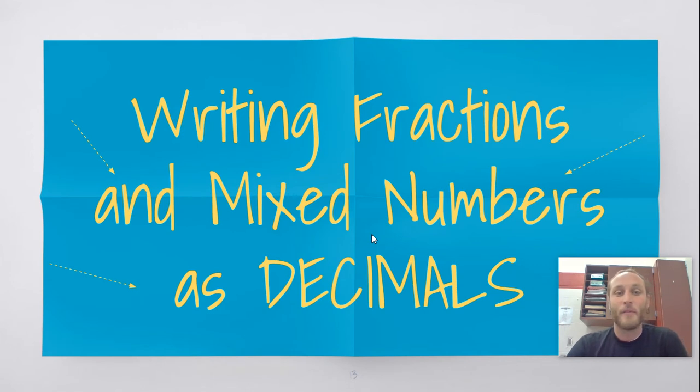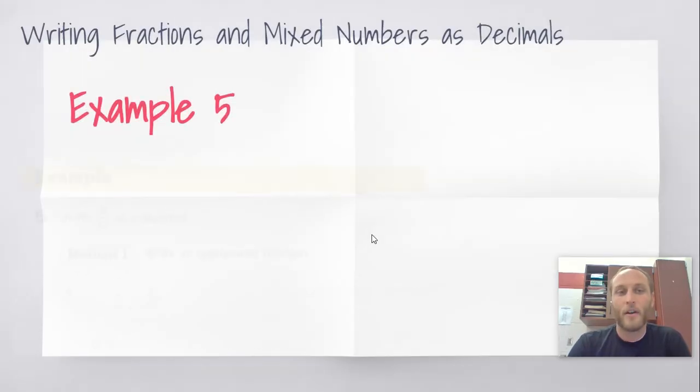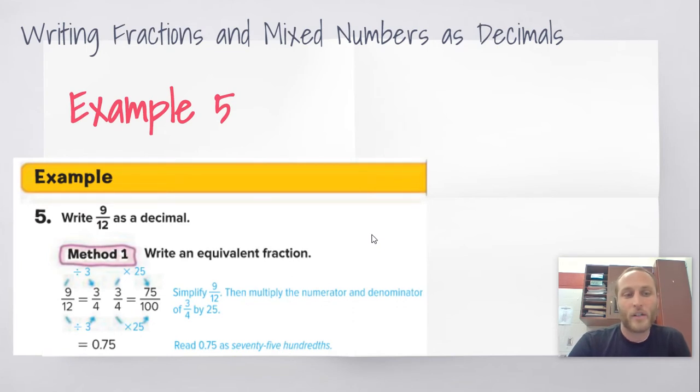All right, let's move on to writing fractions and mixed numbers as decimals. So this is kind of flip-flopping the order. So if I were to give you a fraction, could you write it as a decimal? So here's our next example. If I had the fraction of 9/12, there's two ways that you can do this.